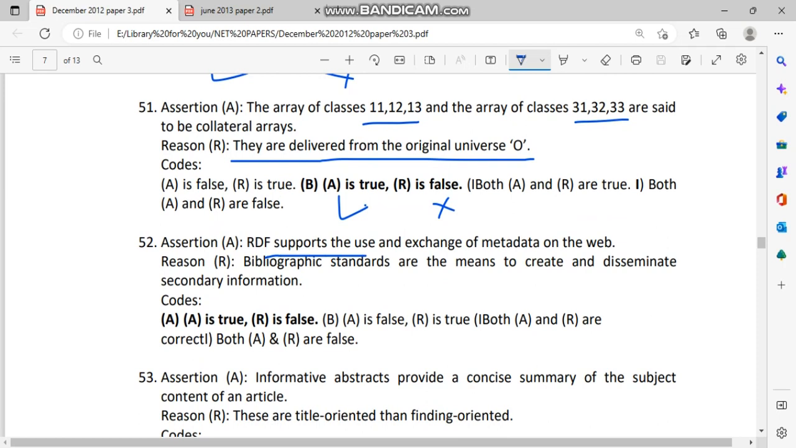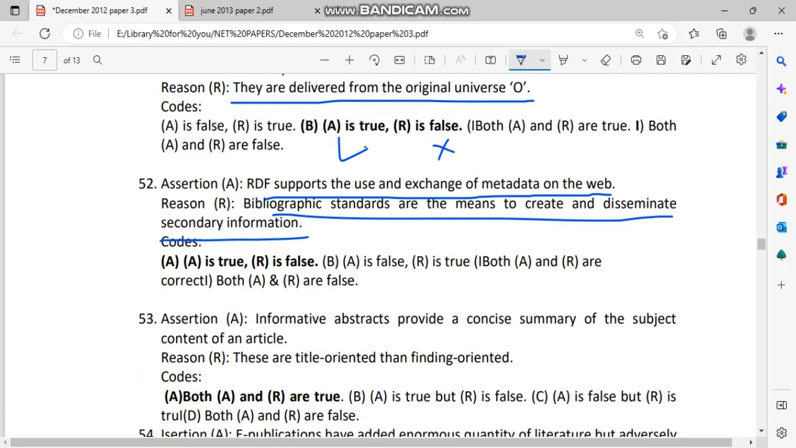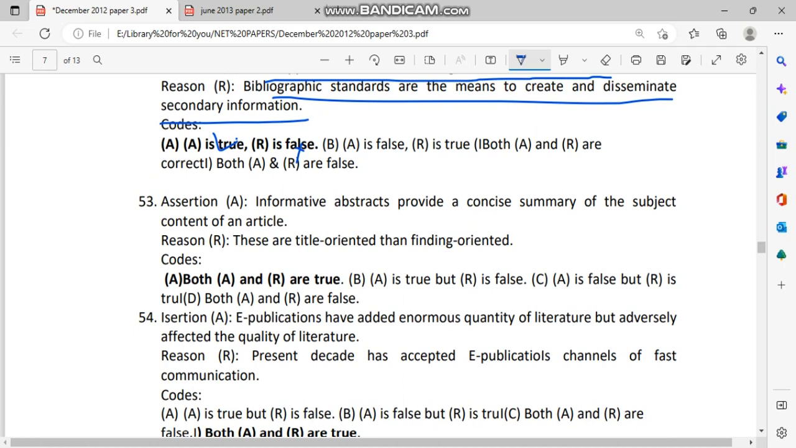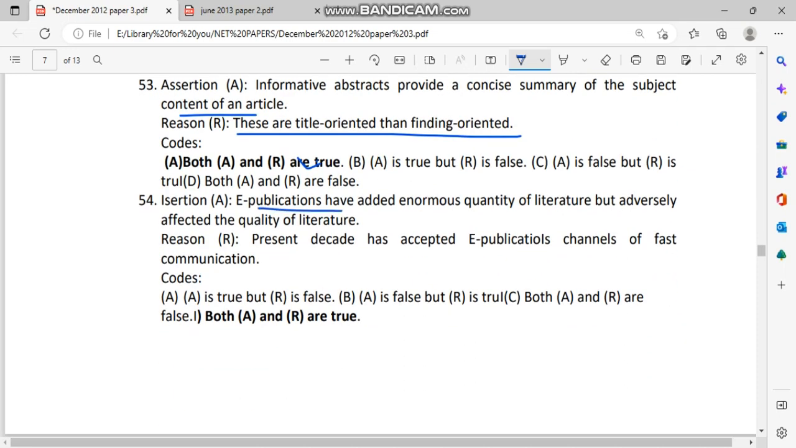RDF supports the use and exchange of metadata on the web. Bibliographic standards are the means to create and disseminate secondary information. A is true, but R is false. Informative abstracts provide a concise summary of the subject content of an article. These are finding oriented rather than title oriented. Both are true.